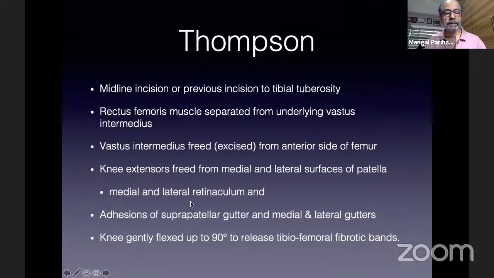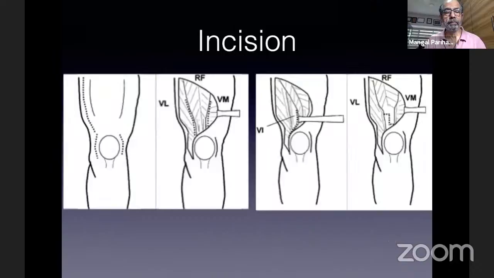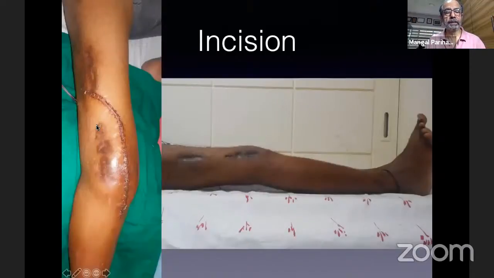So you incise your medial and lateral retinaculum, all the adhesions of the suprapatellar gutter, and the knee is then flexed to more than 90 to release whatever tibiofemoral fibrotic bands are there. So that's the various things that need to be done. I usually go with a midline incision and then deviate it slightly laterally if I need to do any release on the lateral side.